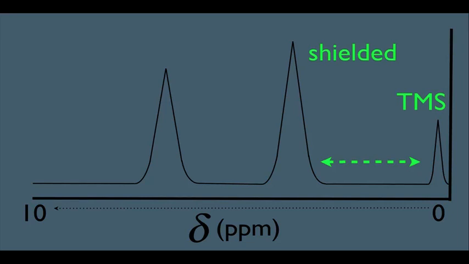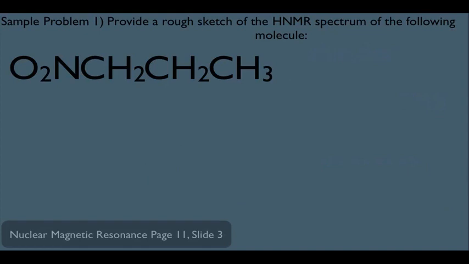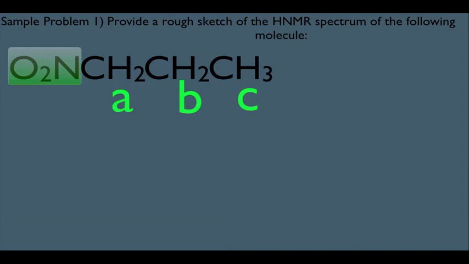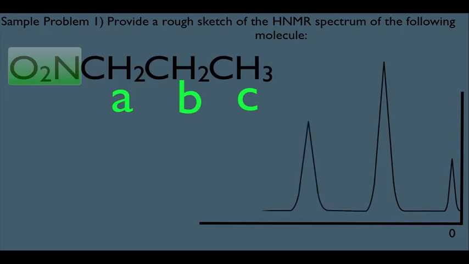So let's look at a sample problem and apply our knowledge here. Look at sample problem 1. It's saying provide a rough sketch of the HNMR spectrum of the following molecule. In order to do this, we're going to use the first 2 aspects of HNMR. The first thing we should notice is this very electronegative NO2 group here, which means this would be an A-type hydrogen. They're the closest to the NO2 group. These would be our B-type hydrogens, and right here would be the C-type hydrogens.